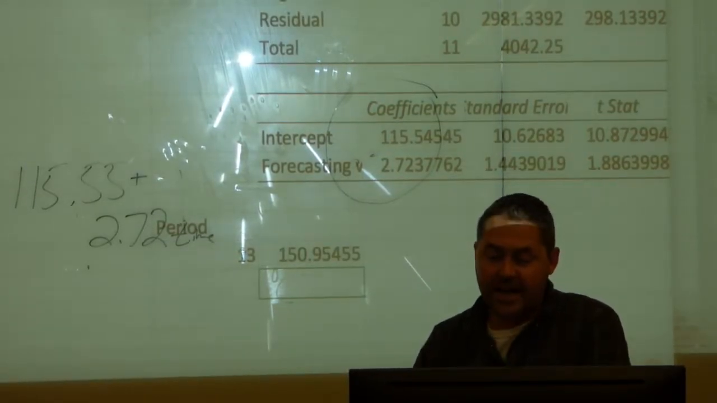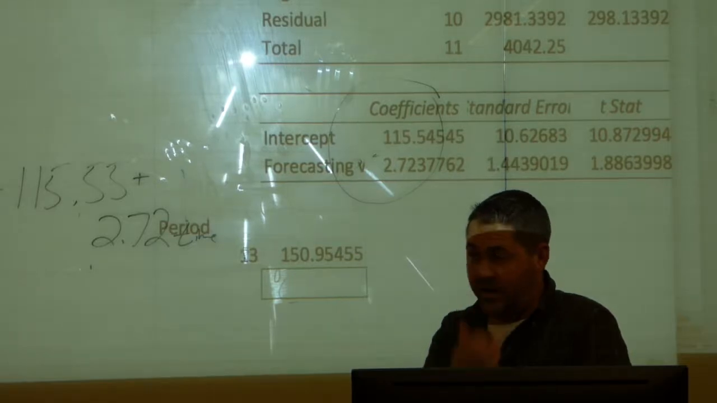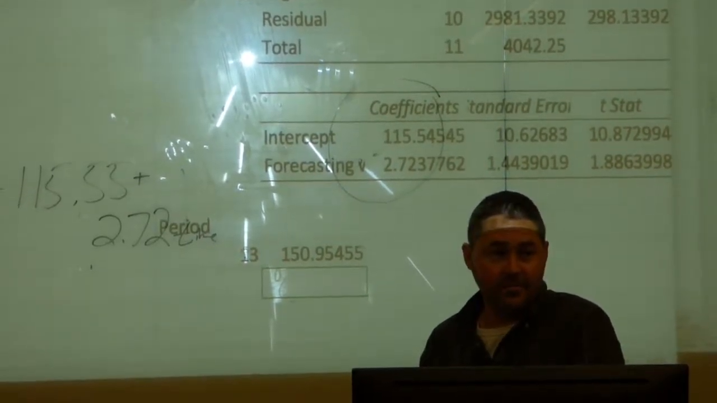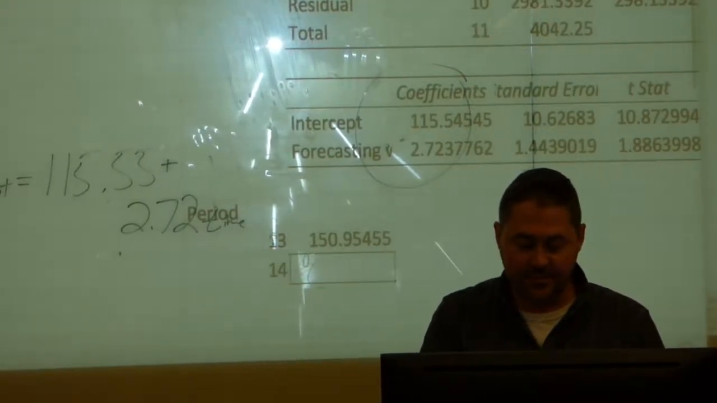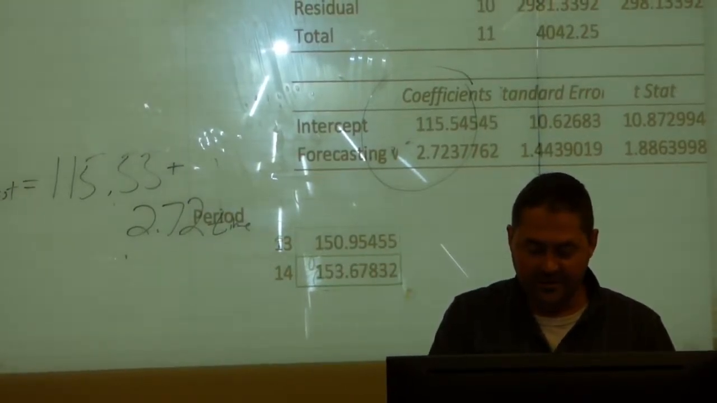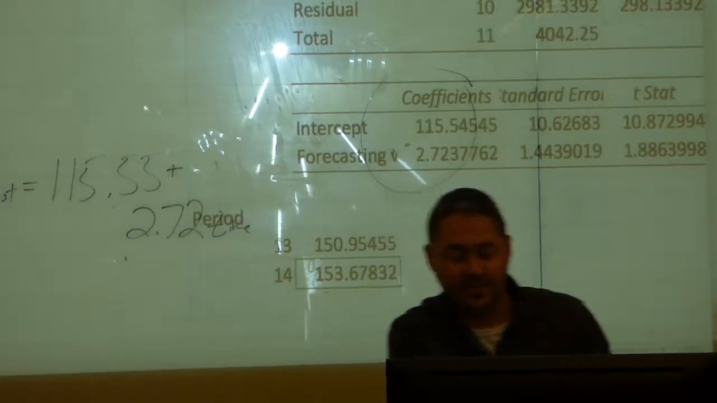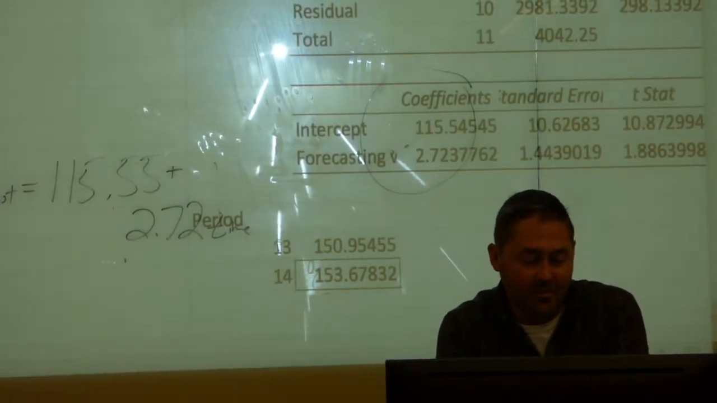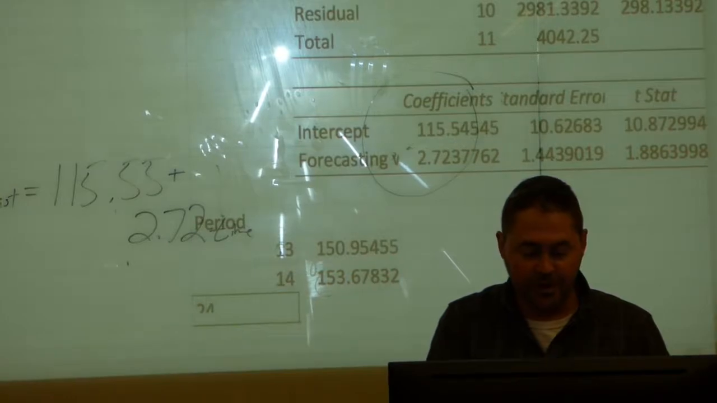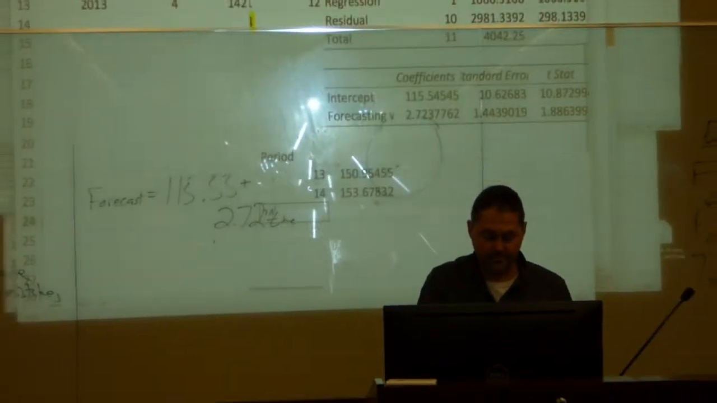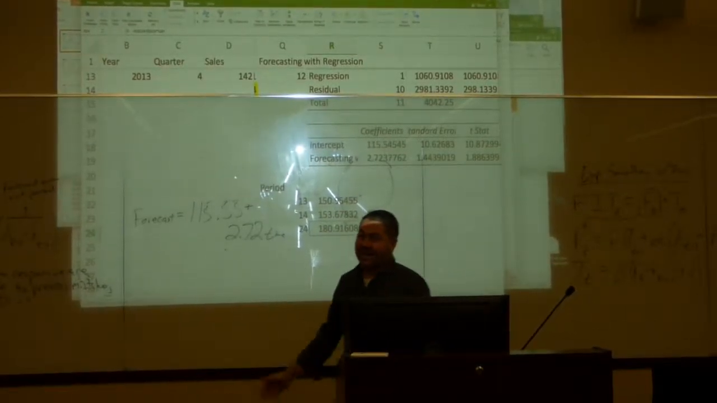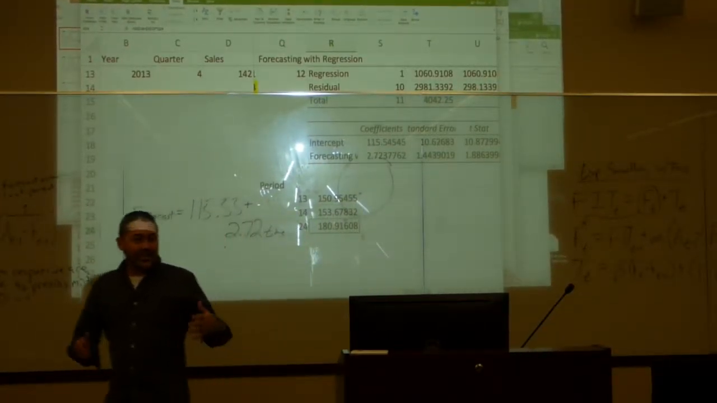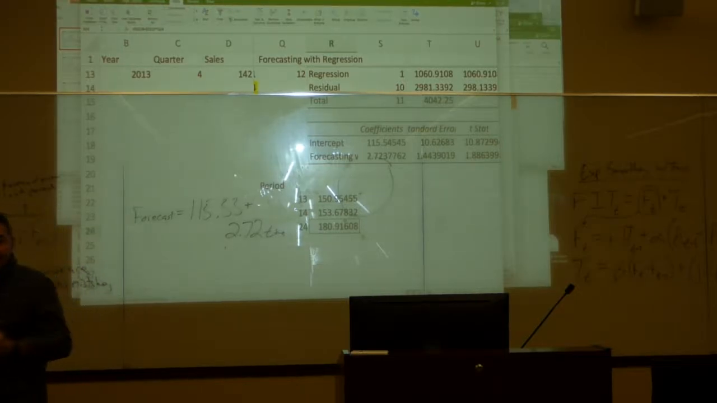Okay. My forecast is going to be 150, right? For the 13th period. If I want to do the 14th period, my projection for the 14th period would be 153. My projection for the 24th period would be 180, right? And so you can put in any period for time and it gives you what your forecast would be.